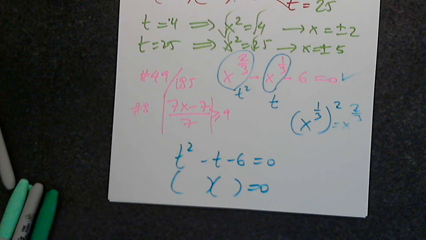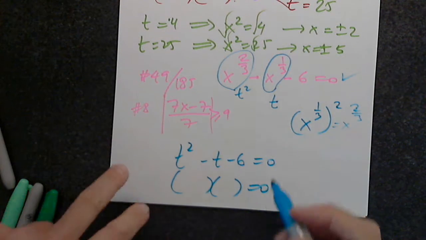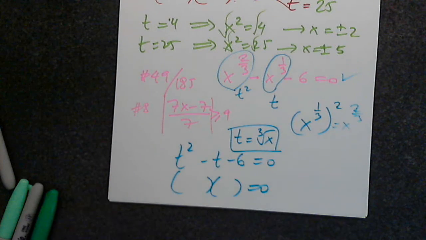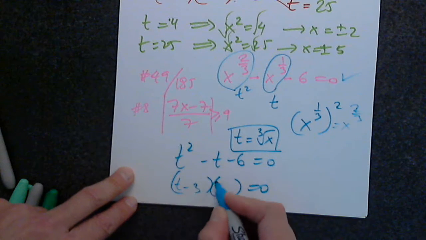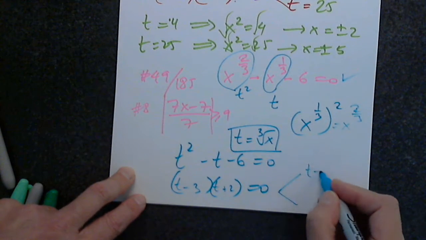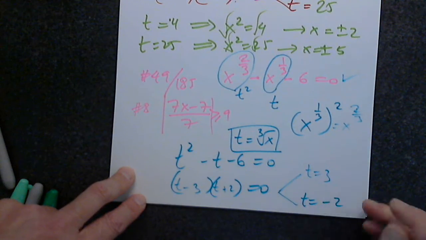So that is letting t be x to 1/3. So t equals the cube root of x. If the denominator in the exponent was 4, it'd be 1/4, the fourth root of x, yes. So we have t equals 3 and t equals -2.